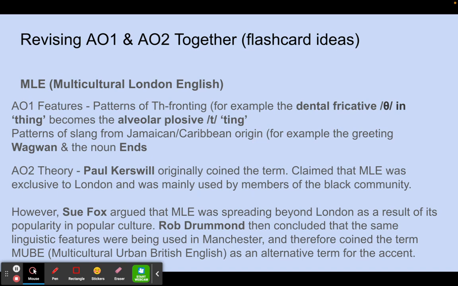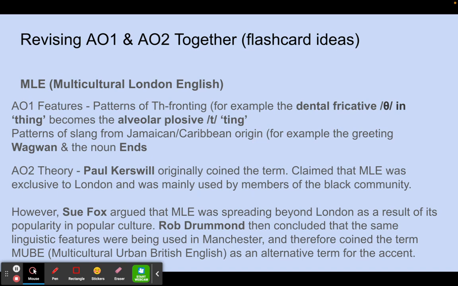So you don't have to sit in the exam panicking about, oh my God, I can't think of an example of a word or a phrase that would be utilized by MLE speakers or whatever. You can just go, right, I've already thought about it. TH fronting, patterns of slang. There you go. That's my AO1 for this section. And then the examiner has to go tick, tick, tick, because all of it is accurate.